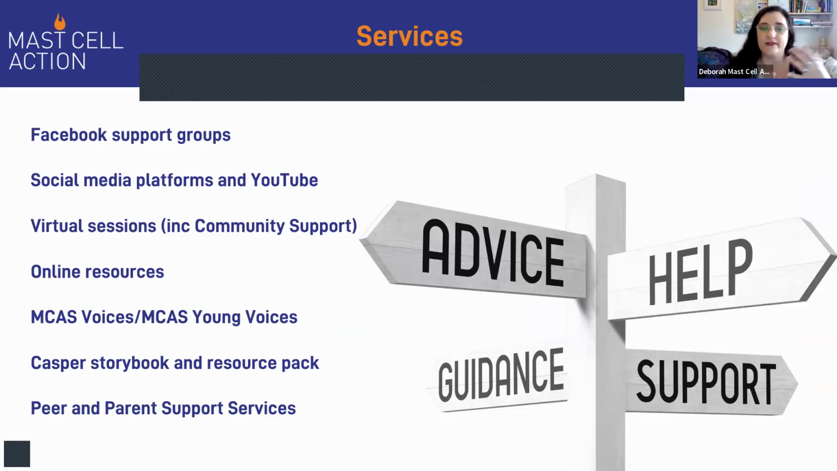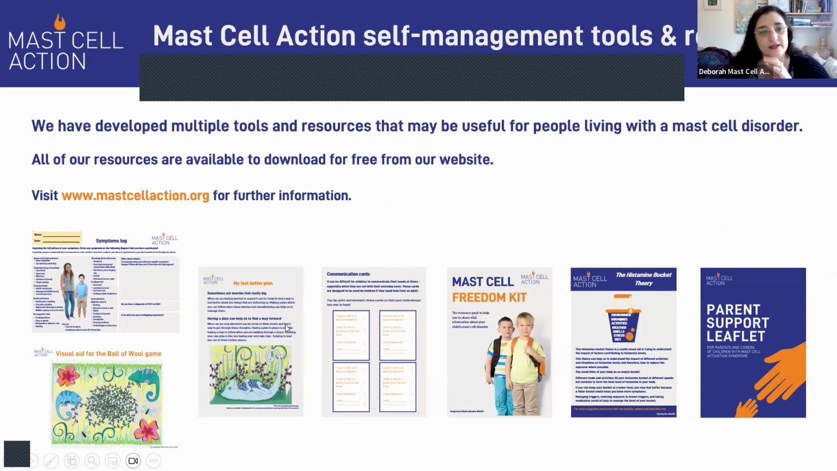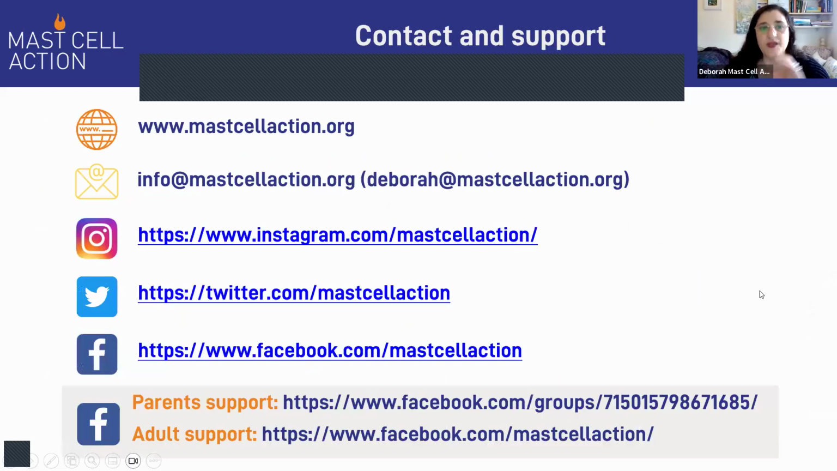We run groups. Casper is for children with MCAS, so we have a storybook for children, and we have peer support and parent support services where you can be matched with someone who can support you. And as I said, our website is full of resources, so please explore, have a look, and download all our resources. They're all free.